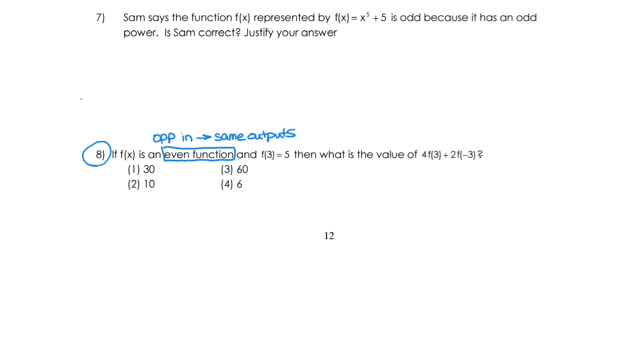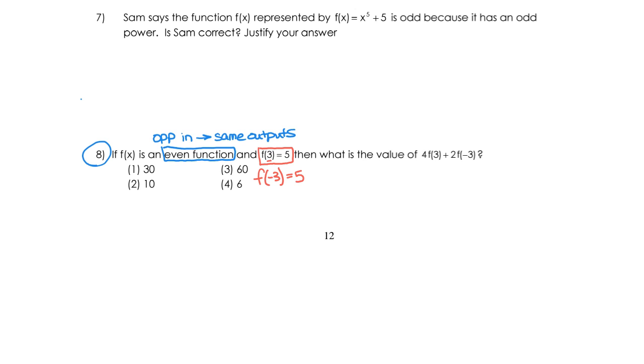Okay. Next thing up, it says, and f of 3 equals 5, which means 3 is the input, 5 is the output. And therefore, because we know it's an even function, we could go ahead and do the opposite input. The opposite input of 3 would be -3, but it has the same output. So f of -3 would have the same output as f of 3, and so it would be equal to 5.